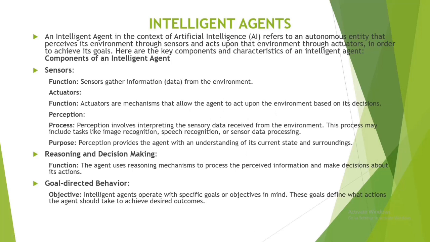So sensors gather information from the environment. Actuators are mechanisms that allow the agent to act upon the environment based on its decisions. Perception involves interpreting the sensory data received from the environment. And the next, reasoning and decision making. Reasoning means the agent uses a reasoning mechanism to process the perceived information and make decisions about its actions. Goal-directed behavior: the main objective is that intelligent agents operate with specific goals or objectives in mind. So these are the intelligent agents.